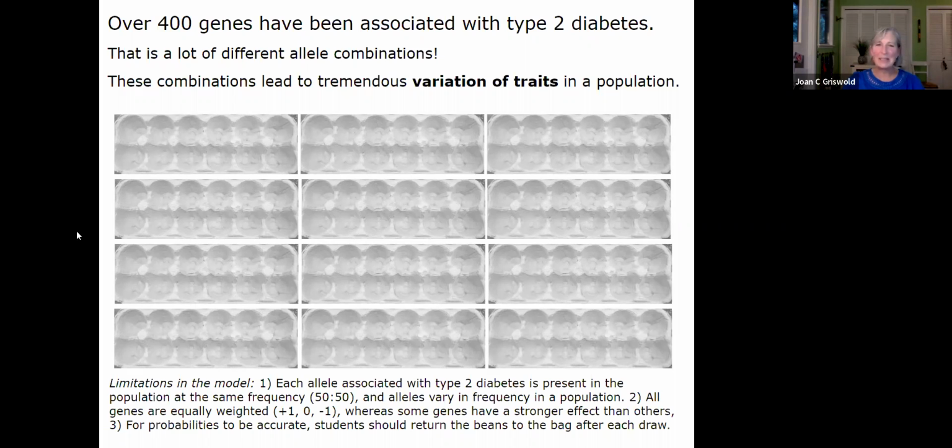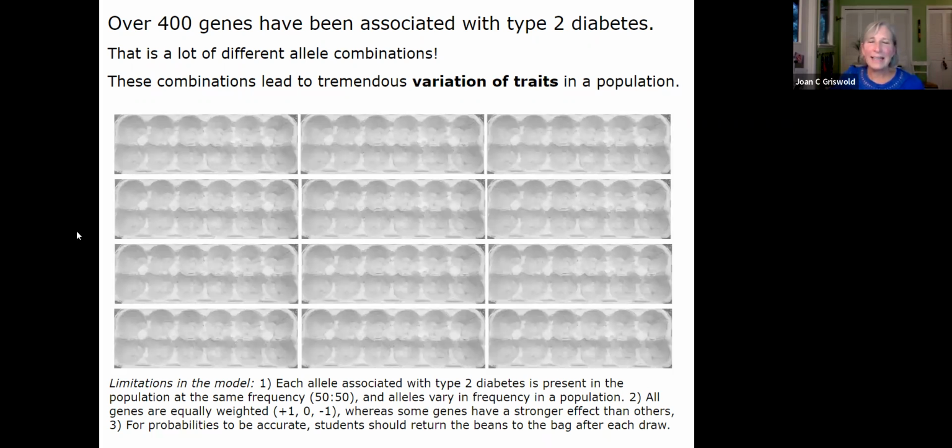And then at the bottom here are the limitations to the model, which there are a few. Each allele associated with type 2 diabetes is present in the population at the same frequency if you don't use the high and low risk population bags. And there are more limitations than that also, but there they are. You would have to return the beans to the bags every draw to be totally accurate. But I did run this through a population geneticist, and she said with that number of beans, it should be statistically a wash. Don't worry about returning the beans to the bag.